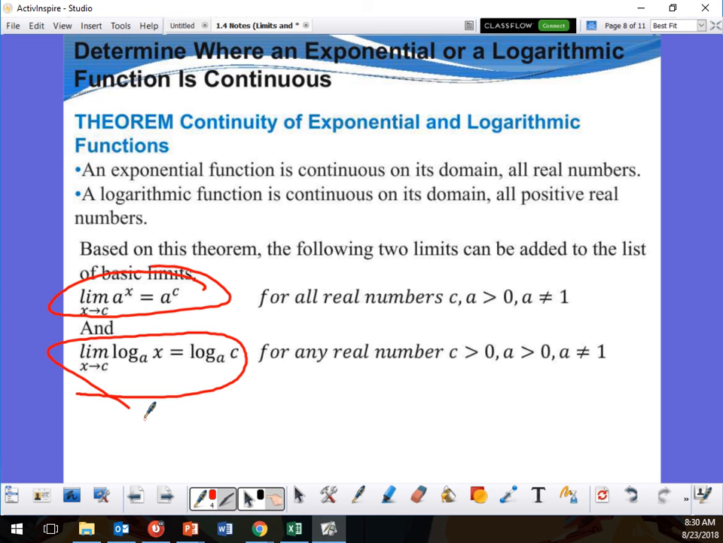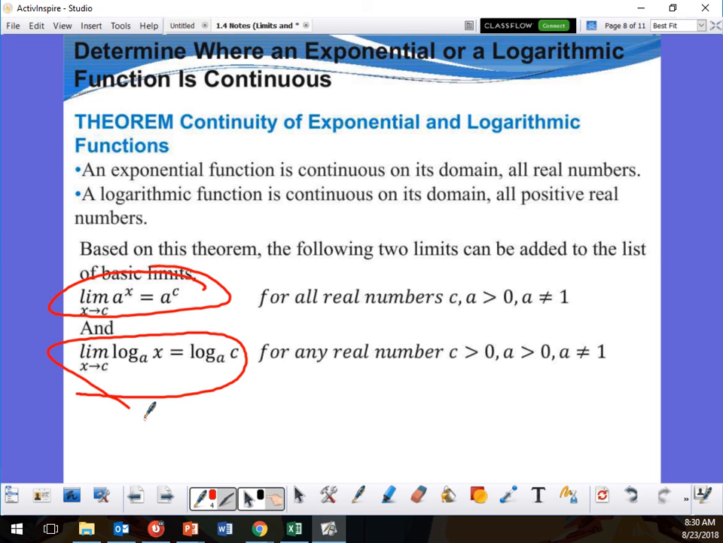The logarithm, okay, for this one right here, this is going to be any real number where c is greater than 0. So it's this number here. A also has to be greater than 0, that's your base, and a cannot equal 1. So for this one, my x could be any real number, and we have restrictions on our a and c.